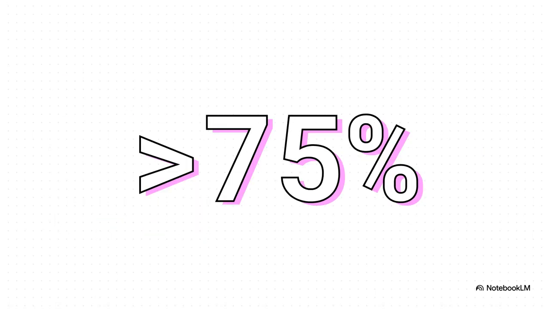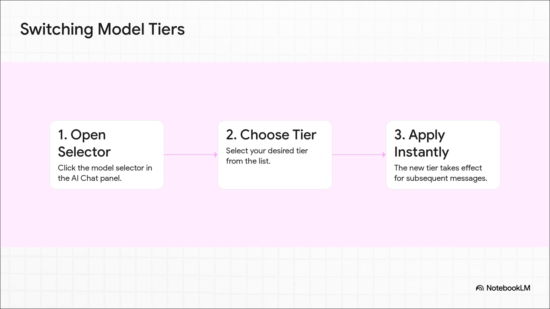Let's actually put a hard number on that because this is wild. By consciously choosing the Efficient tier for your routine tasks, instead of just defaulting to Performance, you can save over 75% on credits. 75%. That is an absolute game changer for managing your budget, and you're not sacrificing your day-to-day productivity to do it. And get this, switching between them is incredibly simple.